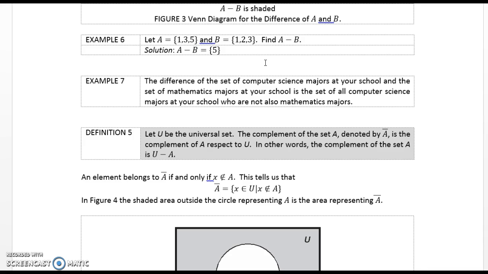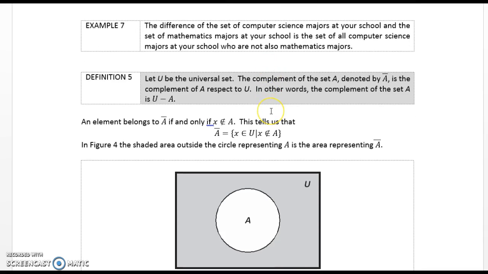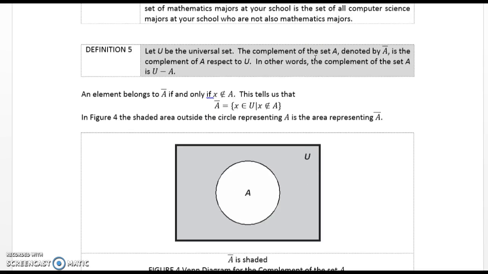We looked at the next element, 3. We tried to find 3 in set B. Was it there? Yes. So remove it from the difference. We looked at 5, the last element in set A, and we looked for it in B and we did not find it, so it was included in the difference. Example 7. The difference of computer science majors at your school and the set of mathematics majors at your school is the set of all computer science majors at your school who are not also mathematics majors.